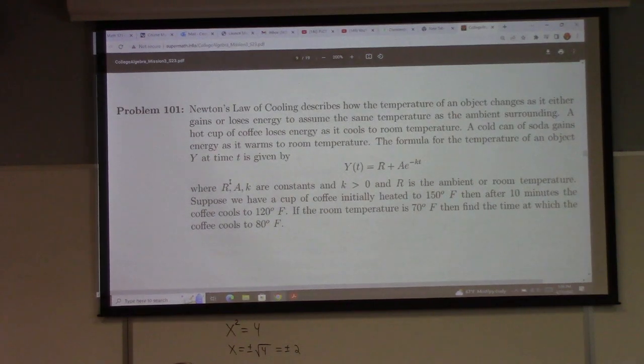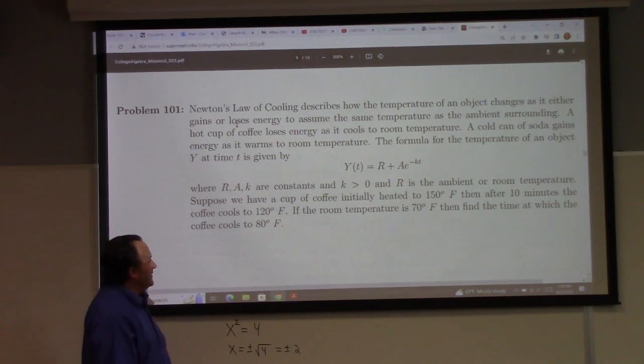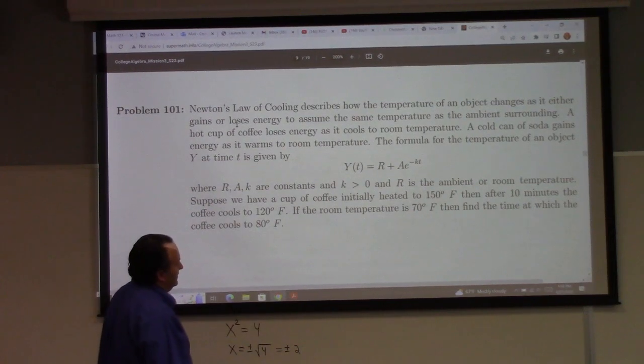Man, I need glasses. So Newton's law of cooling describes how temperature of an object changes as it gains or loses energy. All right, so a hot cup of coffee loses energy as it cools to room temperature. A cold can of soda gains energy to warm to room temperature. The formula for the temperature of the object is given by that. y(t) = r + a e^(-kt), where r, a, k are constants, k is positive, and r is the ambient or room temperature.